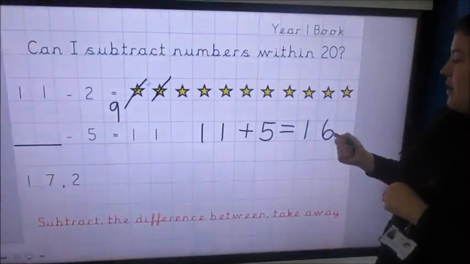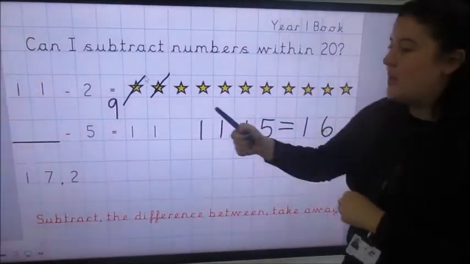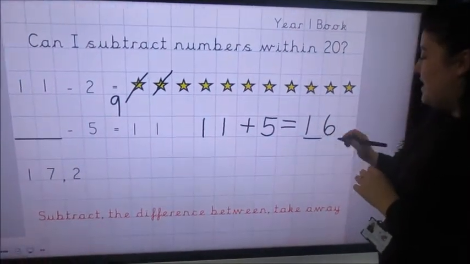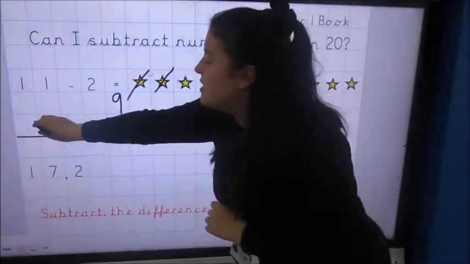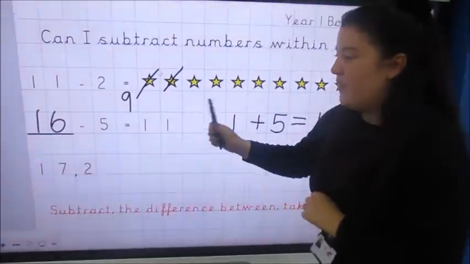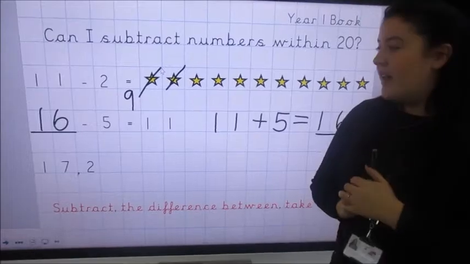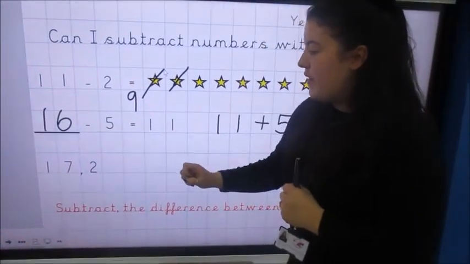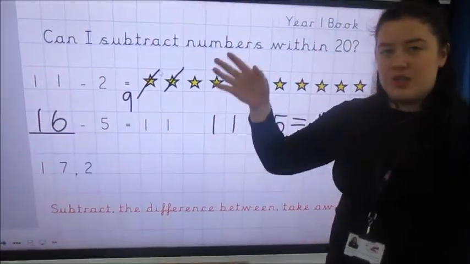So what number do you think I need to put at the beginning? Well done. We need to put this number on our missing space, and I hope then we have the right sum. So let's check. 16 take away 5 equals 11. Put 16 in your head.